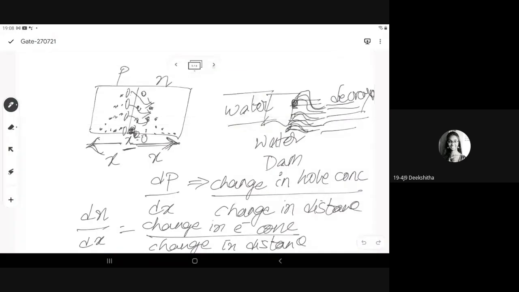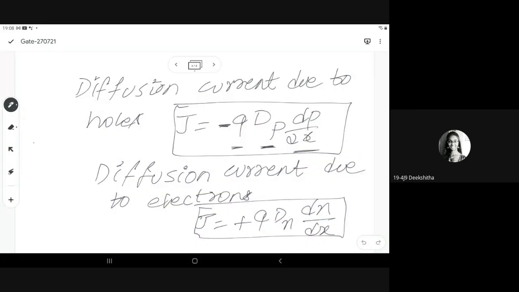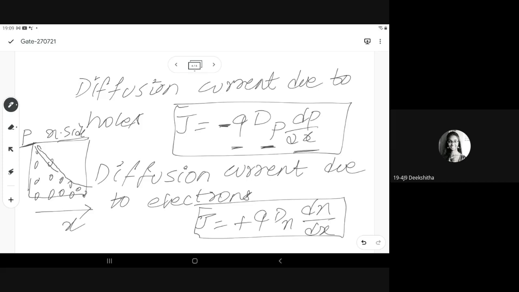Here I will take another slide. I'm taking the N side. We already know that on the P side the majority carriers are holes, and towards the N side the holes are more in number. As the distance x increases, the holes concentration is exponentially decreasing towards the N side. Is it right? Yes, sir. Towards the N side the holes concentration keeps decreasing.